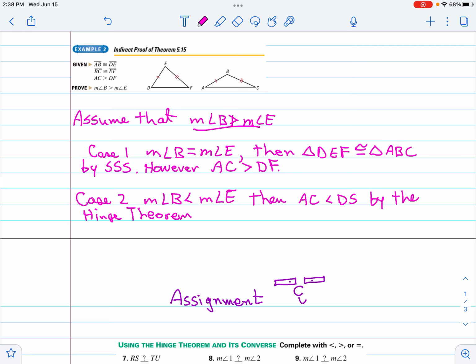In other words, the measure of angle B not being greater than the measure of angle E can't be true. We assumed this to be true, and we said, okay, what does that imply? Well, that implies either case 1 or case 2. If it's case 1, there's a contradiction. If it's case 2, there's a contradiction. So what we've done is we've proven that if this were true, we would just get contradictions. Therefore, this must be true.